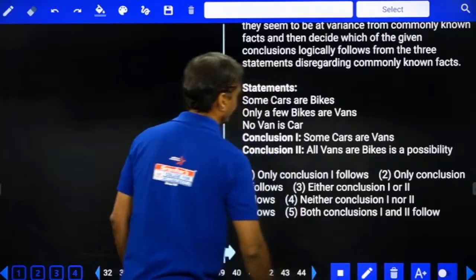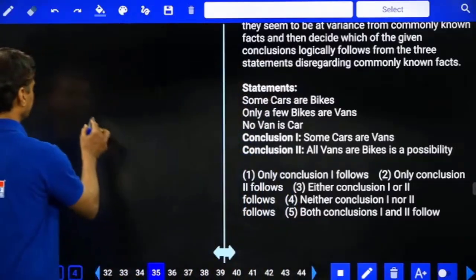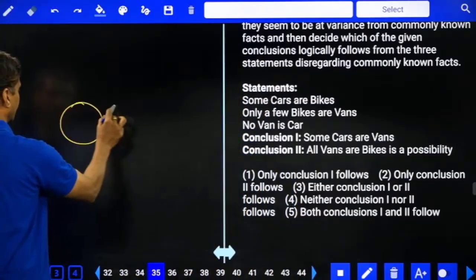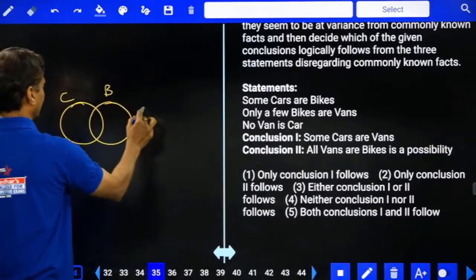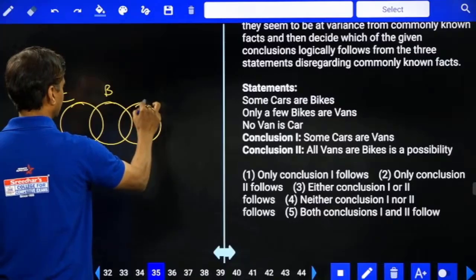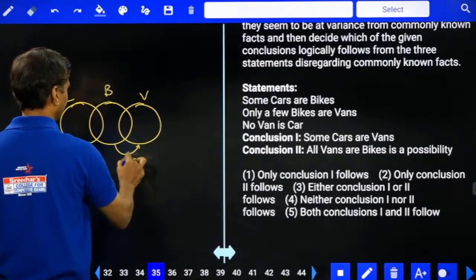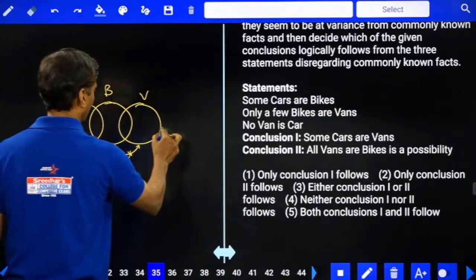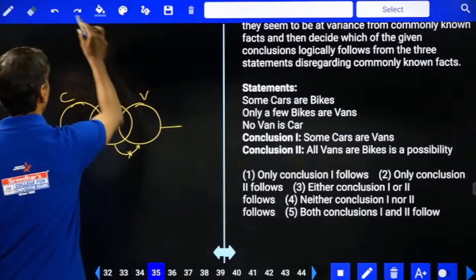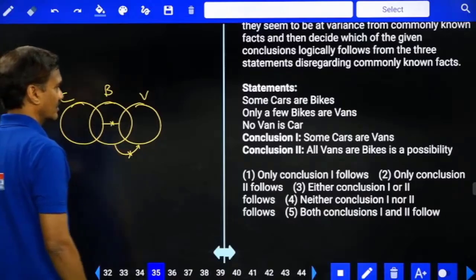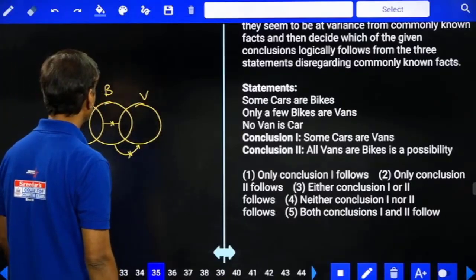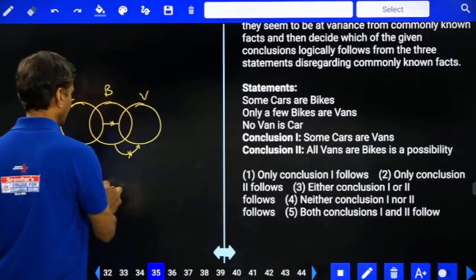Now in this one, 35, some cars are bikes. Now these are the cars that are bikes, car and a bike. And only a few bikes are vans. Some of the bikes are vans, but not all. This entire bike cannot be a part of van. And no van is a car. Now, no van is a car. Car and van cannot intersect. Some cars are vans, car is here, van is here, that is false.